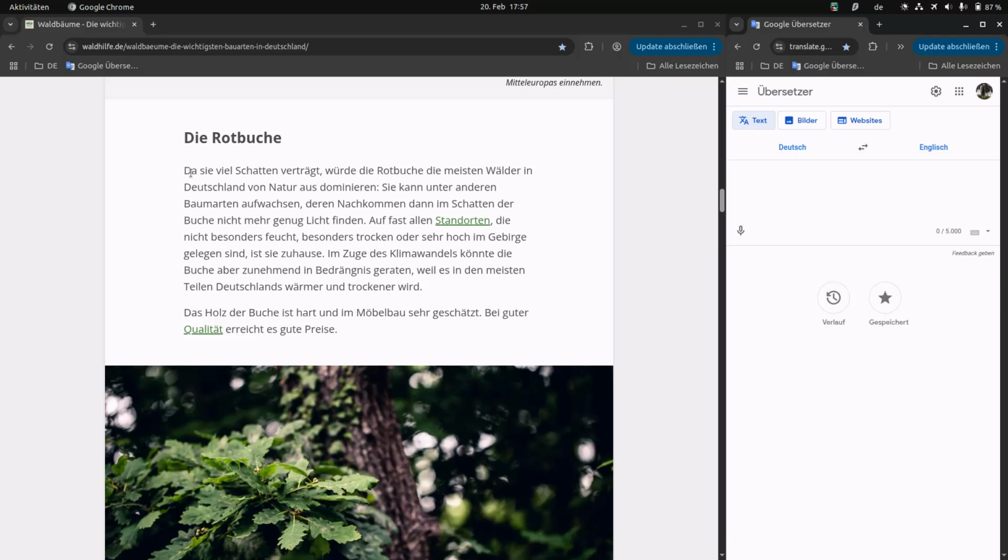Da sie viel Schatten verträgt, würde die Rotbuche die meisten Wälder in Deutschland von Natur aus dominieren. Sie kann unter anderen Baumarten aufwachsen, deren Nachkommen dann im Schatten der Buche nicht mehr genug Licht finden. Auf fast allen Standorten, die nicht besonders feucht, besonders trocken oder sehr hoch im Gebirge gelegen sind, ist sie zu Hause. Im Zuge des Klimawandels könnte die Buche aber zunehmend in Bedrängnis geraten, weil es in den meisten Teilen Deutschlands wärmer und trockener wird.